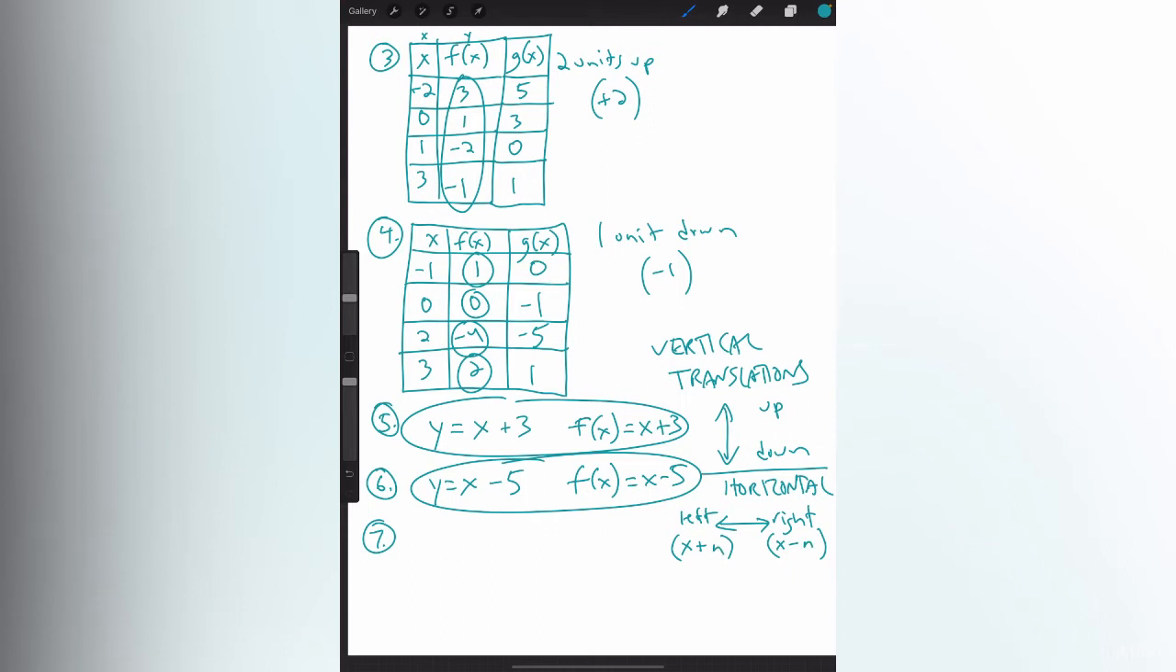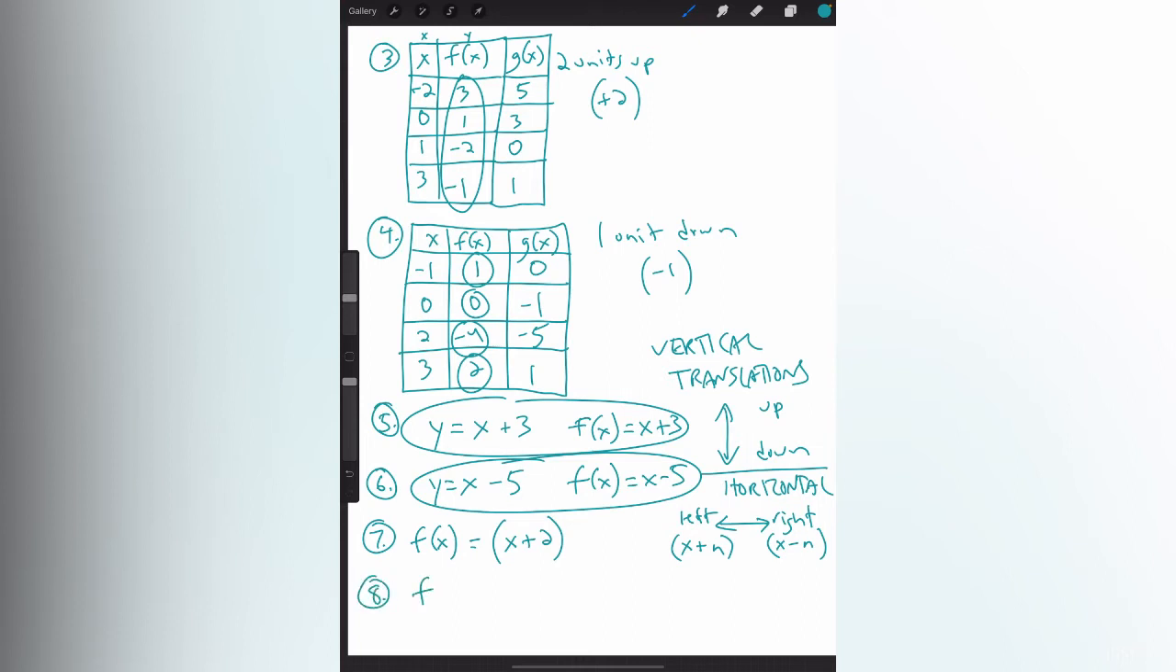So if I'm saying I want to move 2 units to the left, I'll go ahead and just write it f of x, because you'll see that a lot. f of x is equal to, we want to move it to the left, so we know we're going to add, so I'll put it inside parentheses, and I'll say x plus 2. All right? And then I'll do number 8.